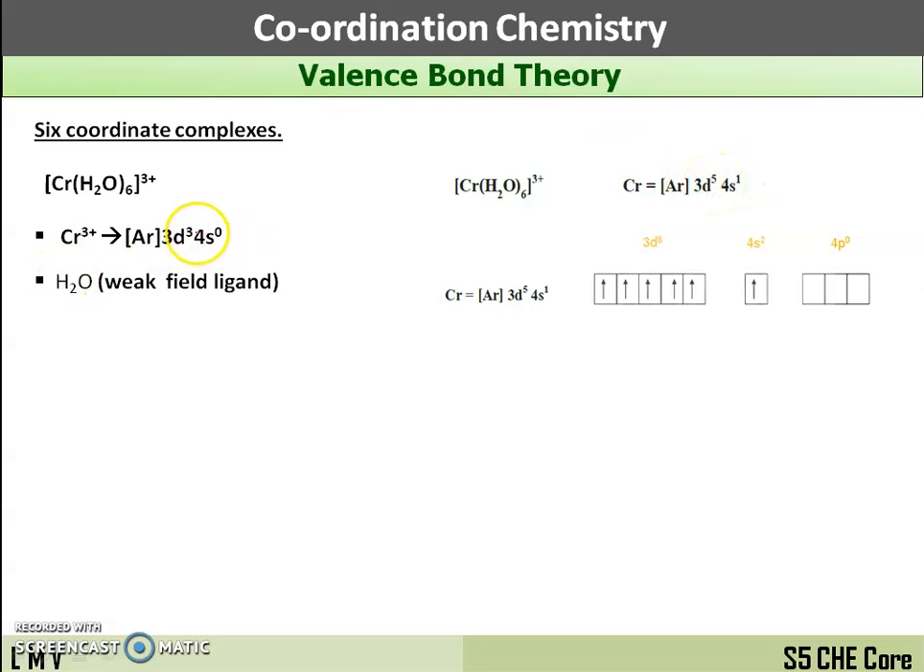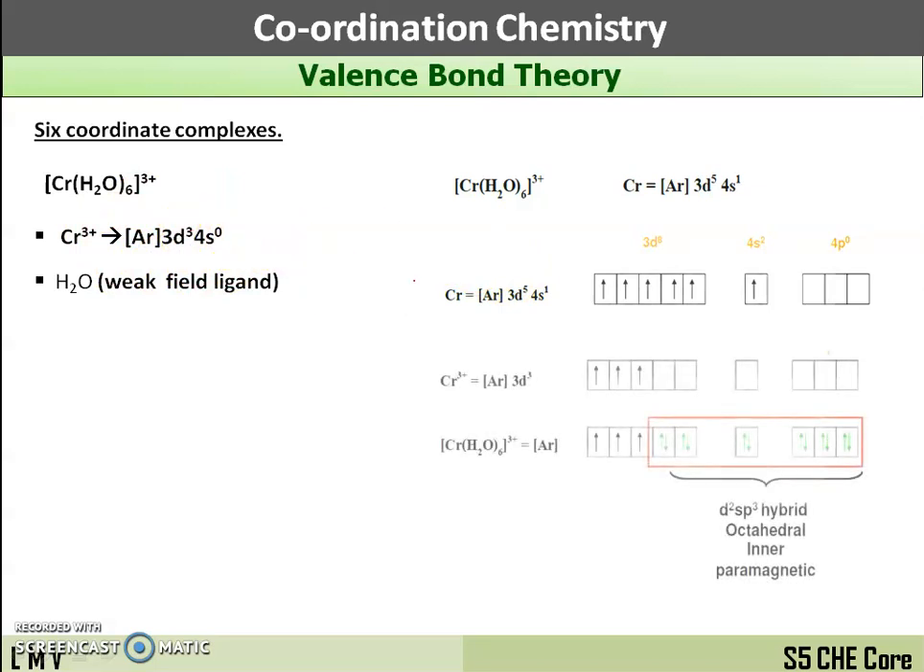So we get 3d3 and 4s0. The outer electronic configuration of chromium 3+ is 3d3 4s0. You can see that here. Here it is of Cr alone: all the electrons are arranged in the 3d orbitals according to Hund's rule, each singly filled, and a 4s1 is there. When it becomes Cr3+, we remove the 3 outer electrons and get the 3d3 configuration.